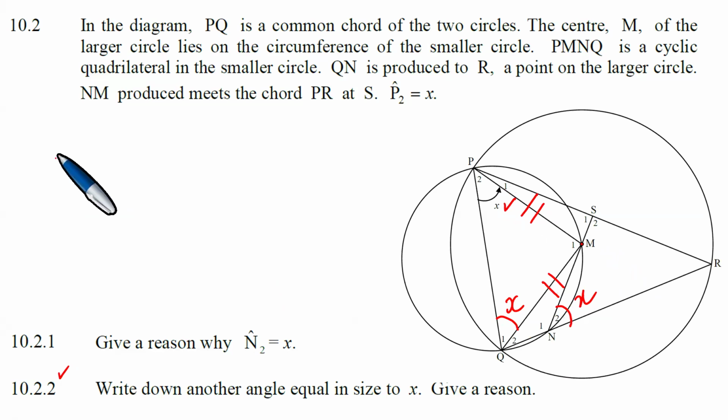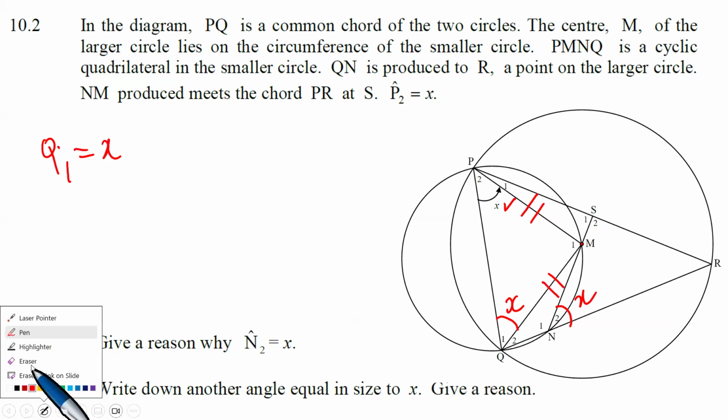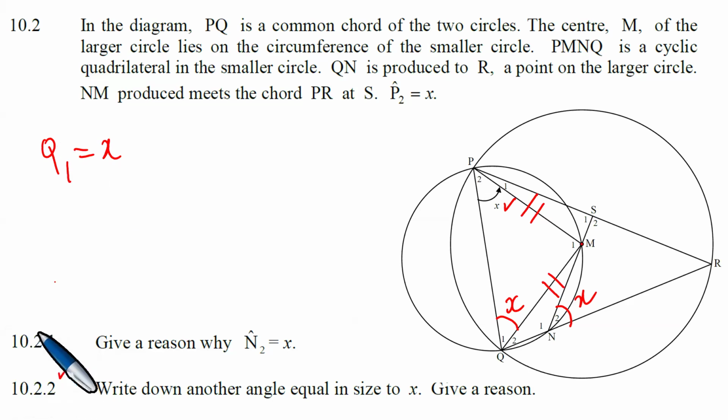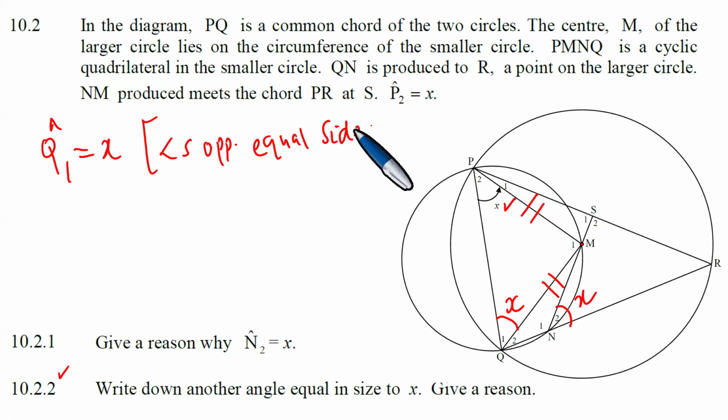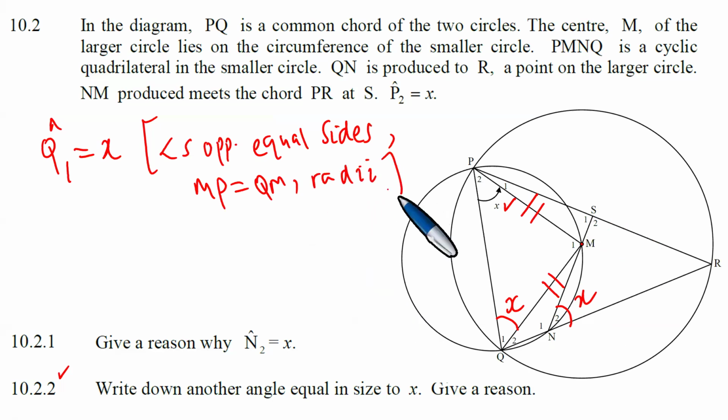So first things first, we know that in this case the angle Q1 is equal to X. The angle Q1 equals X. Why is this the case? Angles opposite equal sides. What sides are equal here? It is MP. That is equal to QM. Why is MP equal to QM? Because they are radii.